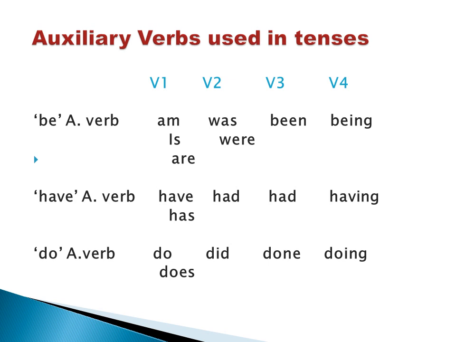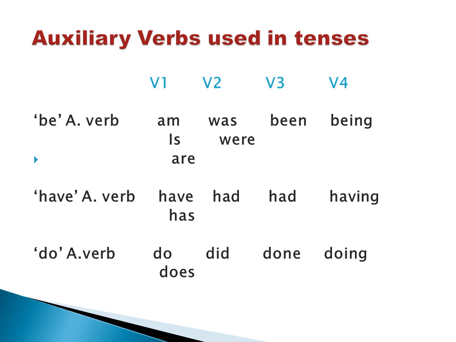Auxiliary verbs play a major role in expressing tenses. Auxiliary verbs used in tenses are be auxiliary verbs, have auxiliary verbs, and do auxiliary verbs. We call them primary auxiliary verbs. Even auxiliary verbs too have V1, V2, V3, V4 forms, that is present tense, past tense, past participle, and present participle forms.